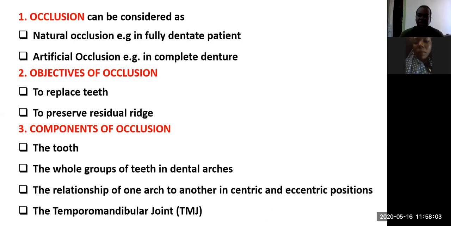What are the components of occlusion? The teeth, all groups of teeth in the dental arches. That is, when you consider the teeth in the lower arch and the upper arch as a group, that is one component of occlusion. Then the relationship between the arches when they're in centric or eccentric position. Then you look at the temporomandibular joint, which we get to know is the joint that connects the lower jaw to the skull.